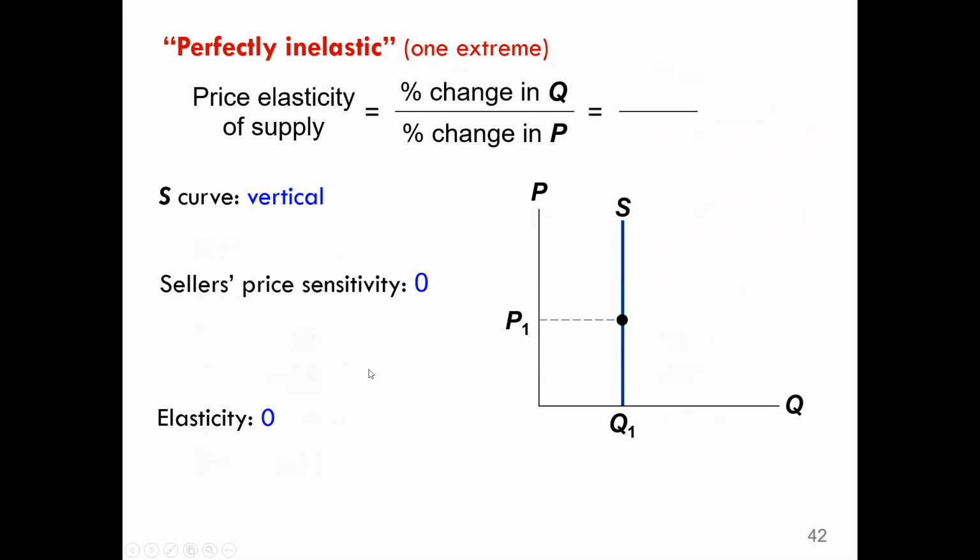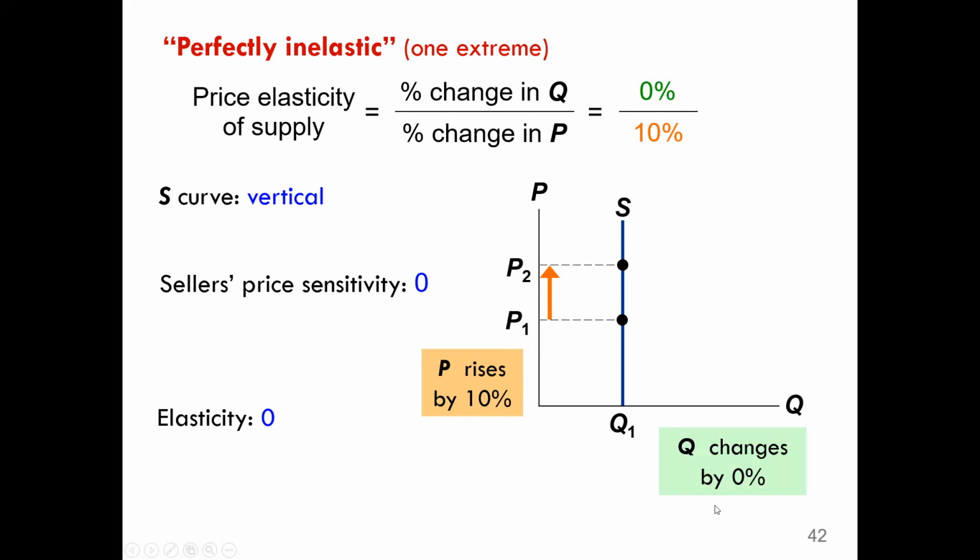So from this diagram, we can see that for the perfectly inelastic supply curve, the curve is vertical and the seller's price sensitivity is 0, in the sense that when price changes, quantity supplied is the same. And so elasticity is 0. So as we can see from this example, when price changes from P1 to P2 by 10%, quantity supplied changes by 0%. And 0 divided by 10 is 0.